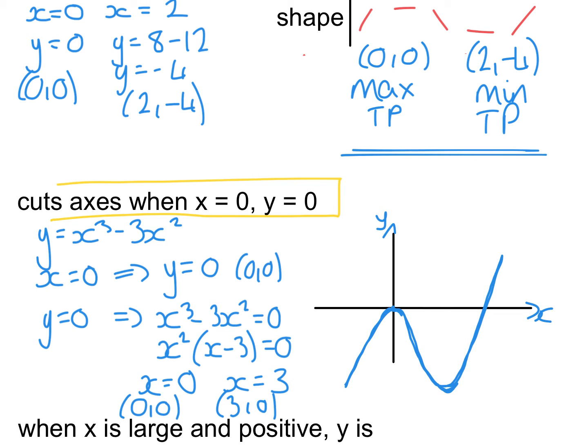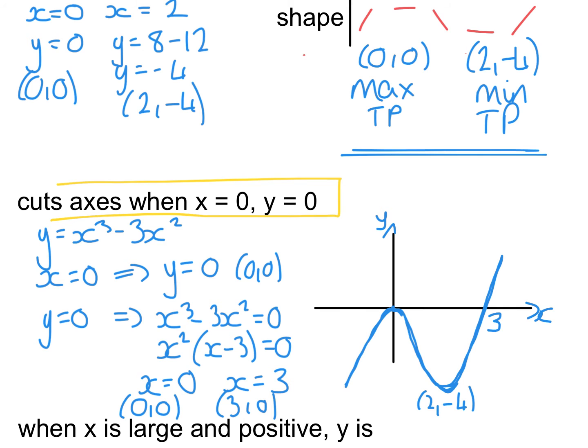And all you have to annotate on is your turning point at 2, negative 4. I don't need to mark on the 0 as long as I'm going through the origin. And the other thing I have to put on is your root here, which was 3. So there's my graph cutting at 0, 0 and 3, 0, turning point at 2, negative 4.